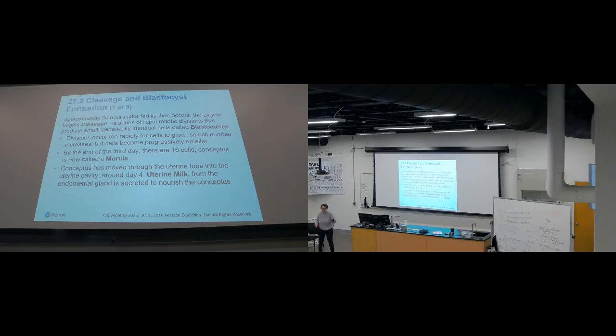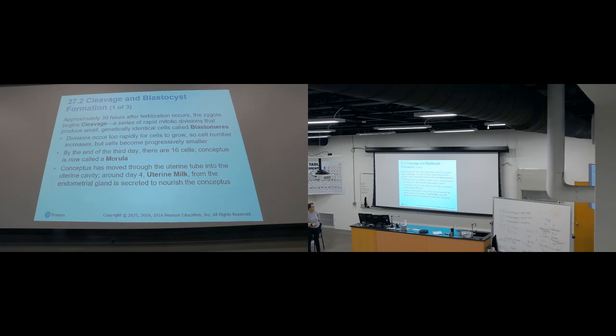We have 2 more minutes. 4 will form 8, 16, so it's multiples of 2. At the 16-cell stage, you have this clump of cells that I drew there, the morula. And that's early morula, because we have late morula. It looks like a mulberry.